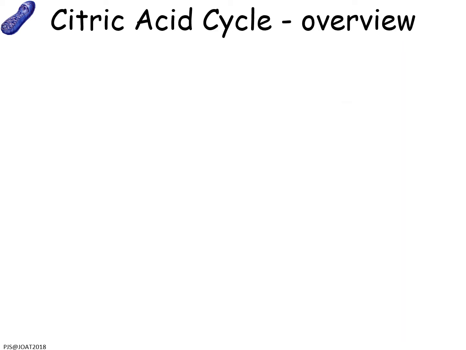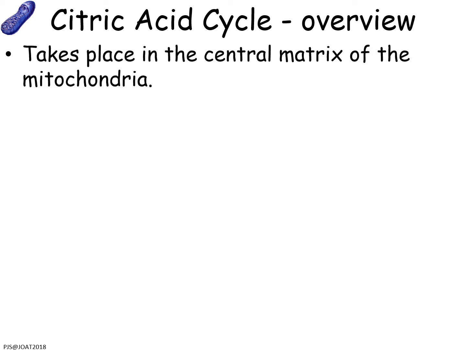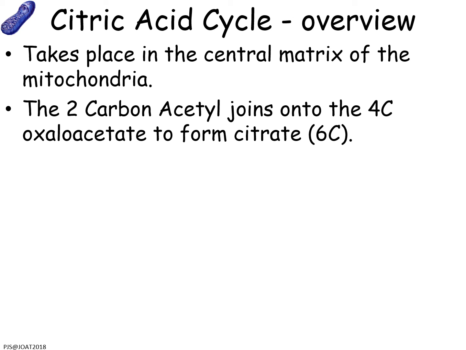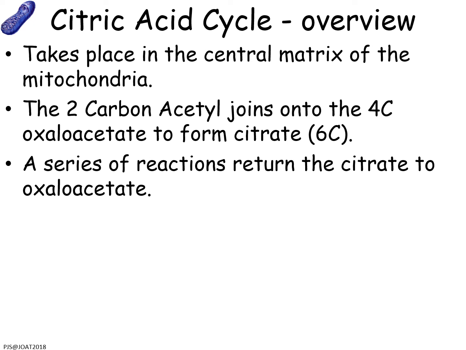Okay, so here's your full citric acid cycle. Central matrix of the mitochondria, so that's in the kind of liquidy stuff inside it. Our 2 carbon acetyl joins onto the 4 carbon oxaloacetate, and that makes a 6 carbon because 2 plus 4 gives us 6, and that would be citrate. And then the citrate gets broken down again back to oxaloacetate. So we take a 6, drop off a carbon, gets us back to a 4.